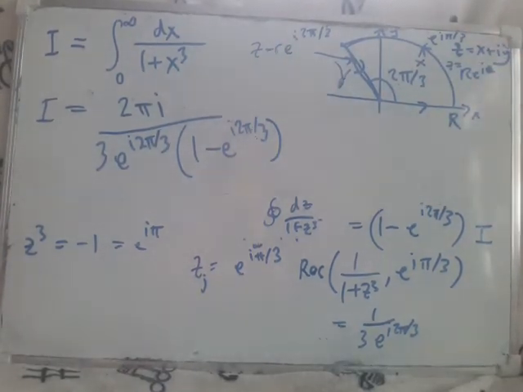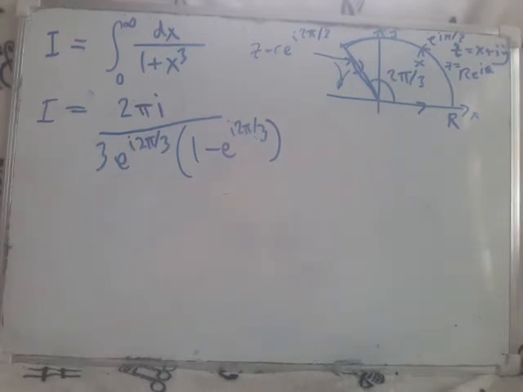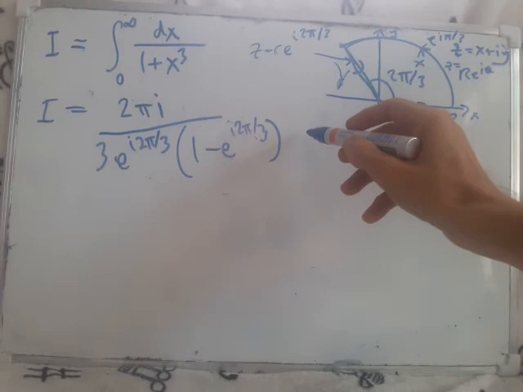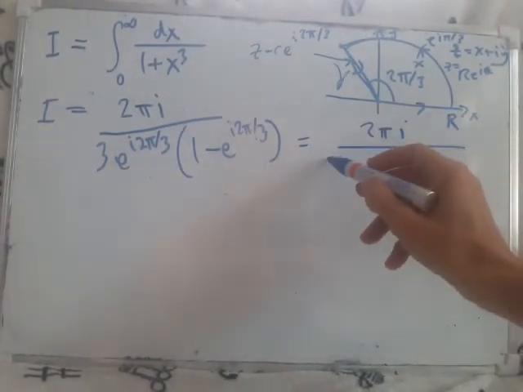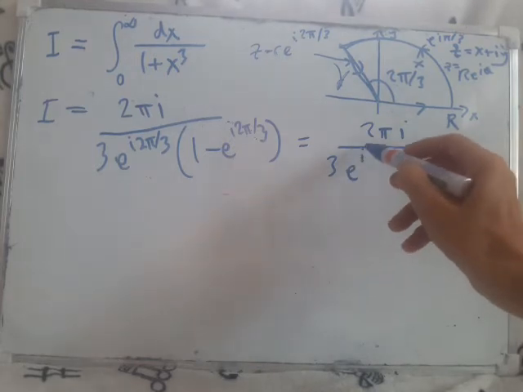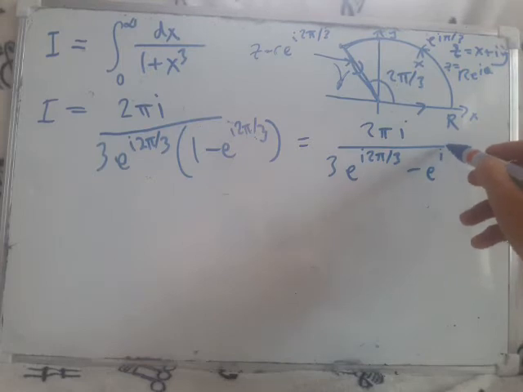Now, we can't just leave it like that. We need to do a little bit more work. So, multiplying out brackets, we get 2 pi i over 3 times e to the i 2 pi by 3 minus e to the i 4 pi by 3.